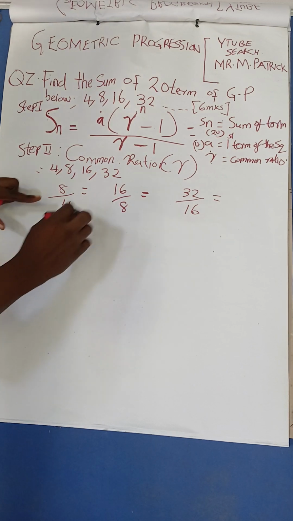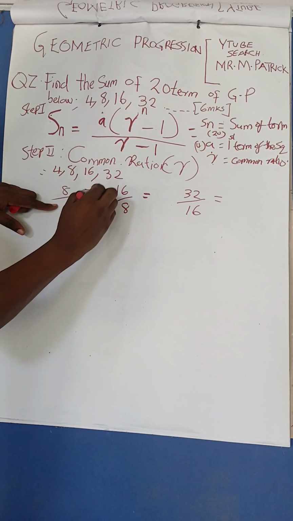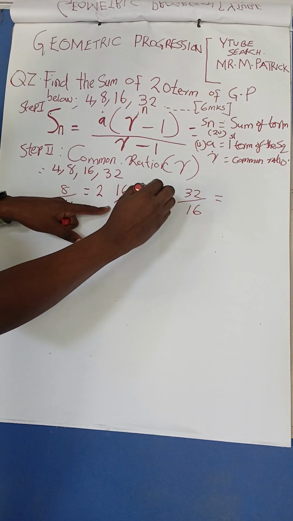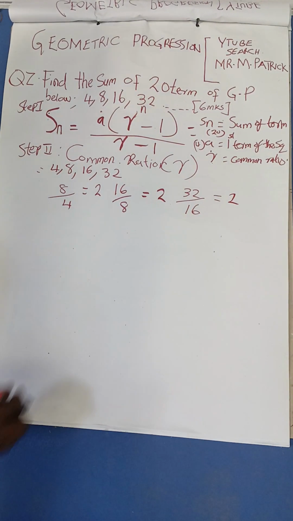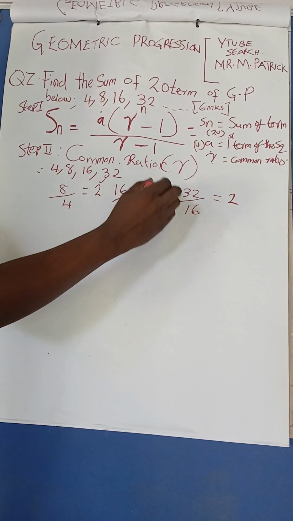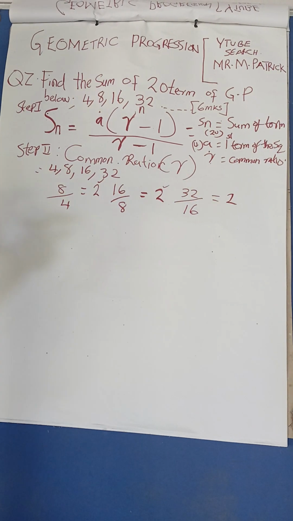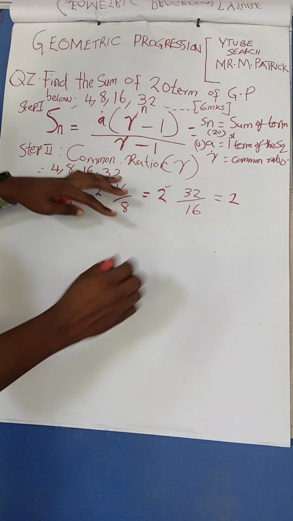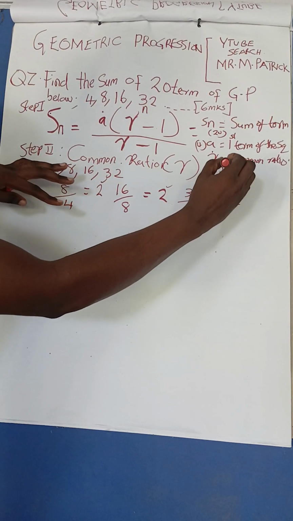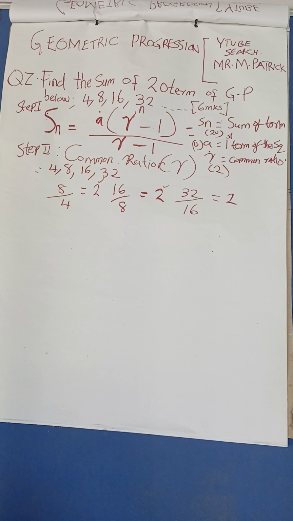So I'll start. 8 divided by this, I'll have 2. 16 divided by this, I'll have 2. 32 divided by this, I'll have what? 2. So meaning you can see 2 remains to be common everywhere. If you get that, automatically that qualifies you to say this is a geometric progression, and you'll come and write here your common ratio to be what? 2. Now, we already have what is needed of us to do to proceed with our formula.